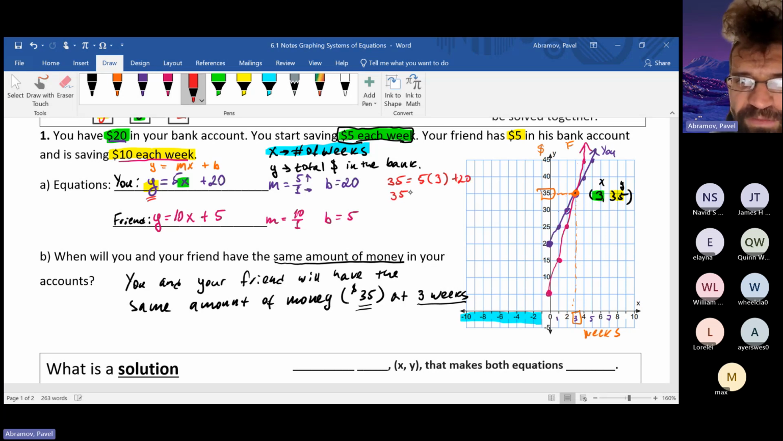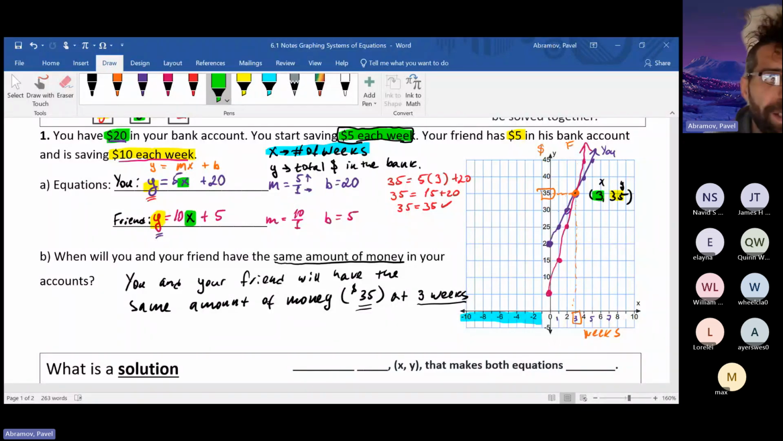And then we'll have 35 equals 15 plus 20, and therefore the left side equals the right. So this equation is true. And the same thing will happen also for the other equation. So if I substitute now 35 for y and 3 for x, it will also produce a true equation. Let me show that really quick.